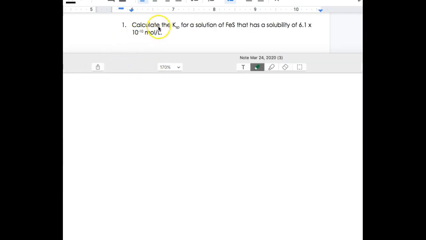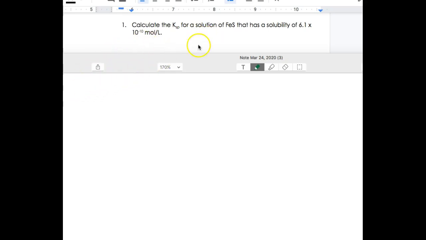So the first question says calculate the KSP. We're dealing with a solid that is going to slightly dissolve. This solid is FeS, which is iron sulfide, and it has a solubility of 6.1 times 10 to the -10 moles per liter. That's the concentration that is going to result in ion formation.